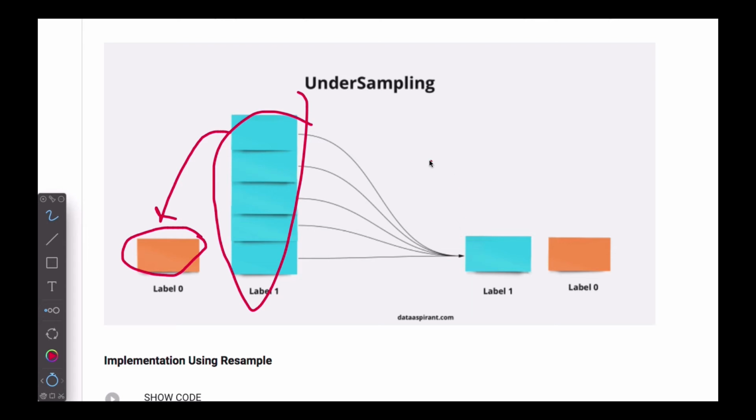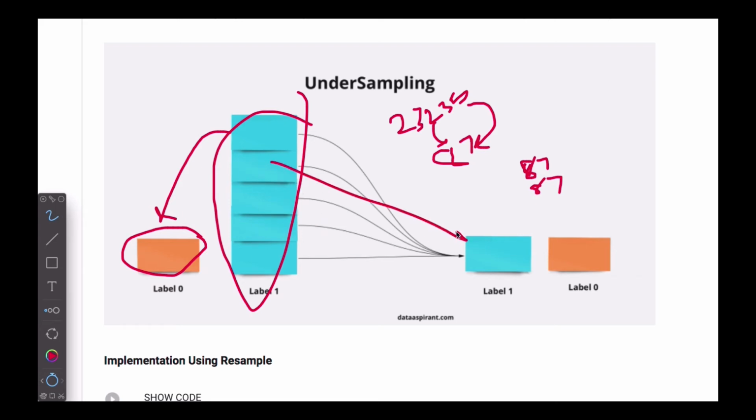In our case, we have 23,235 for one class, and then we have 87 for the other. So we want to reduce this 23,235 to match the length of the 87. This one should become 87, so that we have two 87s, 87 in both of them. That's what is happening here. We are reducing this one so that both of them have the same height, or the same number of data points.